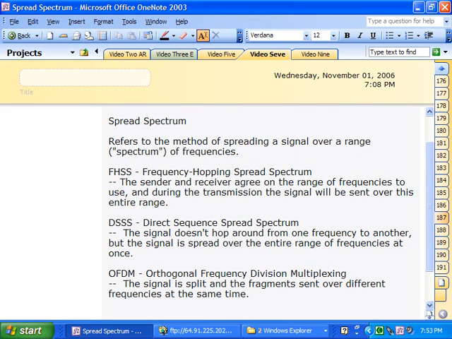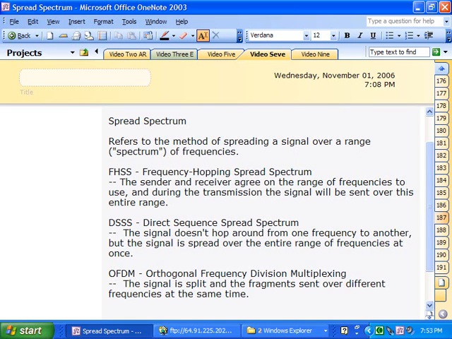Finally, OFDM, and let's see if we can pronounce this together, the orthogonal frequency division multiplexing. That's what OFDM is. Now, what is it? The signal is actually going to be split into fragments, and the fragments are then sent out over different frequencies at the same time. Now, as you'll see in a moment, the earlier wireless standard used OFDM, but since then it's pretty much been either FHSS or DSSS.